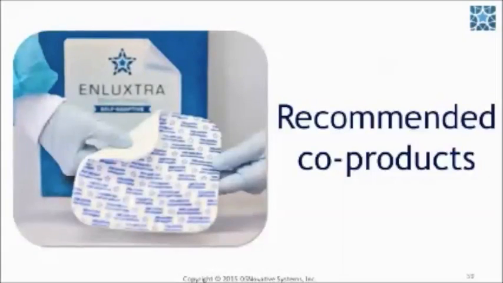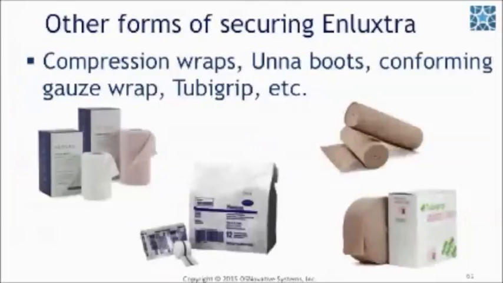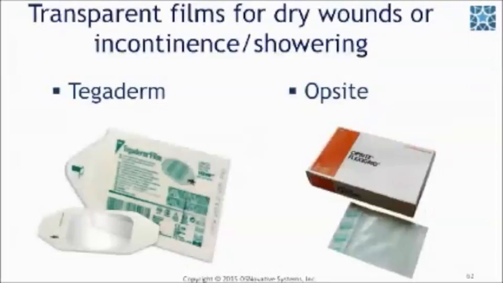Now, let's look at recommended co-products that work exceptionally well with Enluxtra. If adhesive tape is needed, use Mebitac, Mefix, Hypafix, waterproof medical tape, or any other tape you prefer. Enluxtra works wonderfully under compression wraps, Uniboots, conforming gauze wrap, tuba grip, lymphedema wraps, and all compression pumps. When transparent films are required for dry wounds or incontinence and showering, use Tegaderm or Opsite.